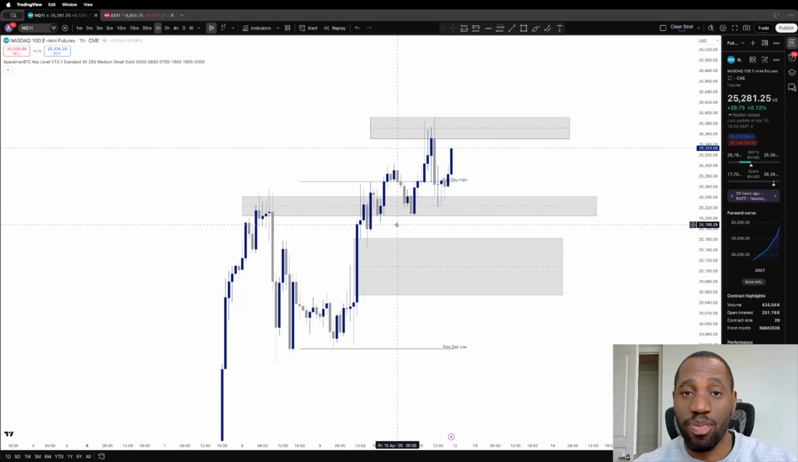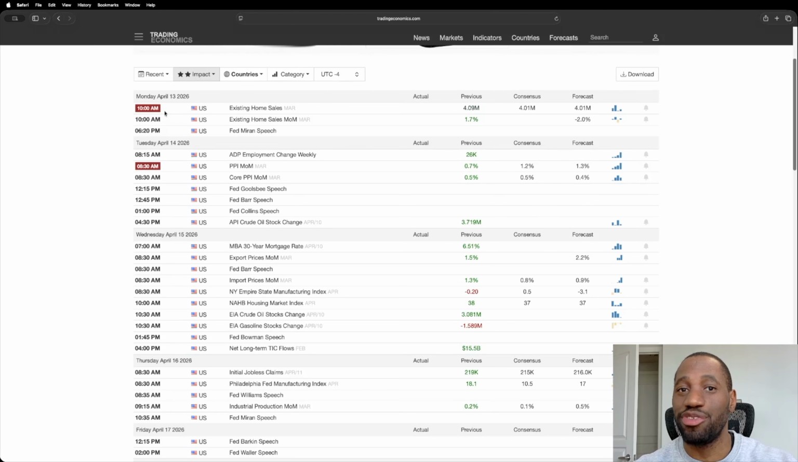And now, like I promised, we're going to be taking a look at the economic calendar so you're not caught off guard when you're entering the market for the coming week. As we take a look at the economic calendar for this coming week, there's not a lot of red folder news, so like high impact news.